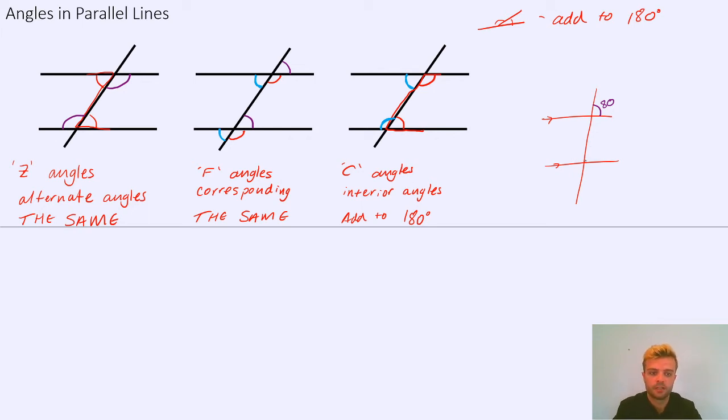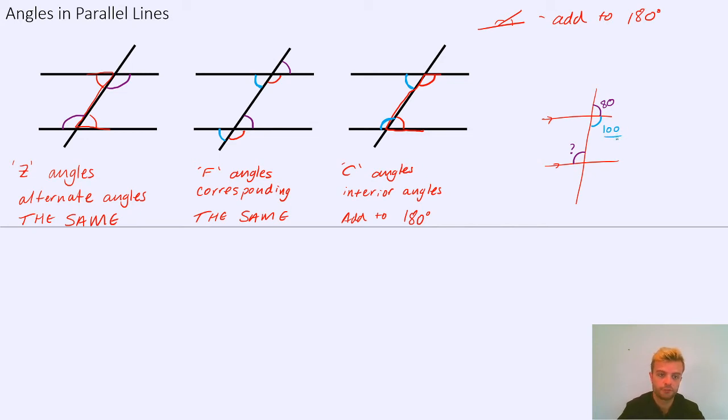Let's say I want something harder. What if I wanted this angle over here? Well, now it's going to take a couple of steps. I might need to use the fact that angles on a straight line add up to 180 to work out what this angle is. That angle is going to have to be 100 because 80 plus 100 makes 180.